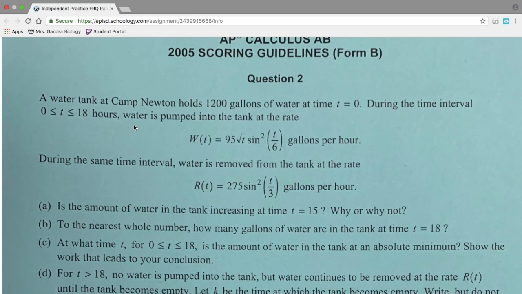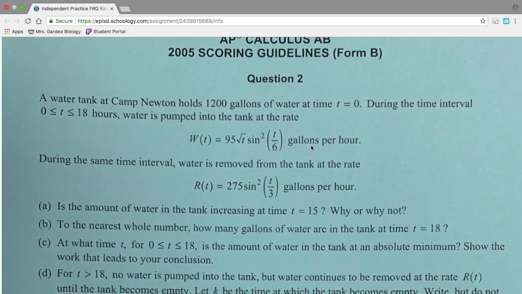So I'll be doing question 2 of the 2005 AP Calculus test. We'll start by reading the question. A water tank at Camp Newton holds 1,200 gallons of water at time t equals 0. During the time interval 0 is less than or equal to t is less than or equal to 18, water is pumped into the tank at the rate. So the initial condition is 1,200 gallons of water at 0 hours.